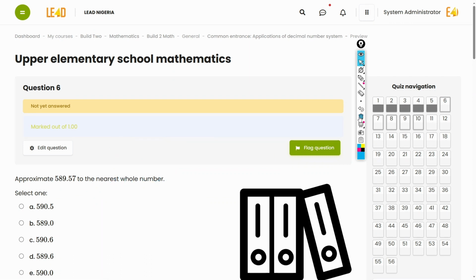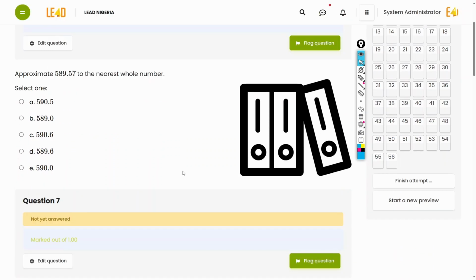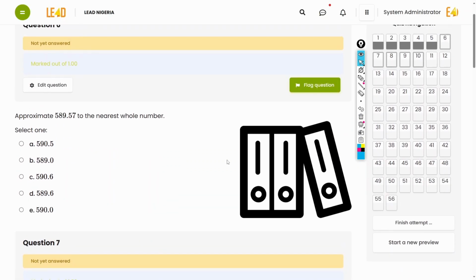Question 6 says, approximate 589.57 to the nearest whole number. Nearest whole number means unit. Remember, our whole place value positions are to the left of the decimal point. So the nearest one is the unit position. We are rounding here. Let me put a circle around that.